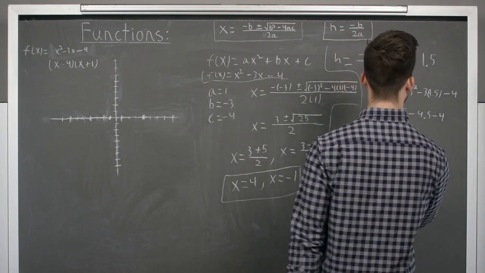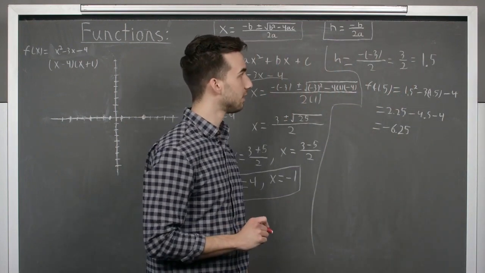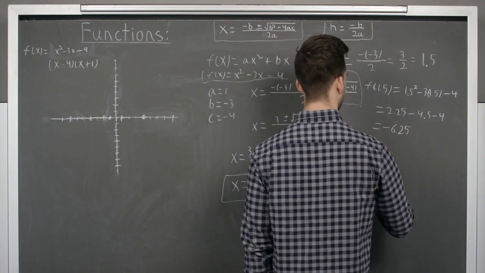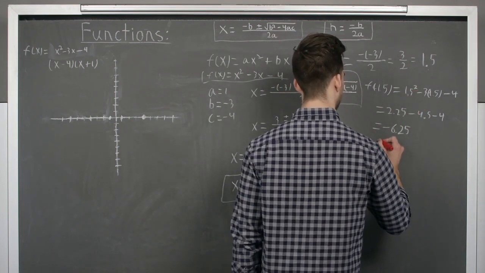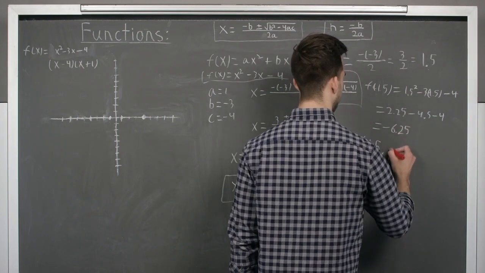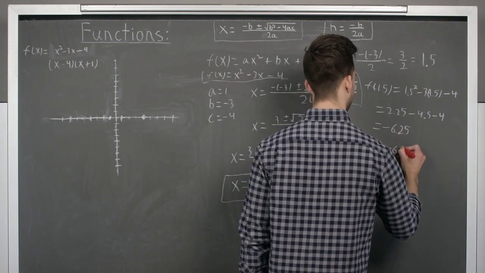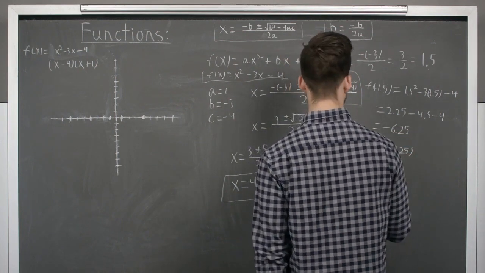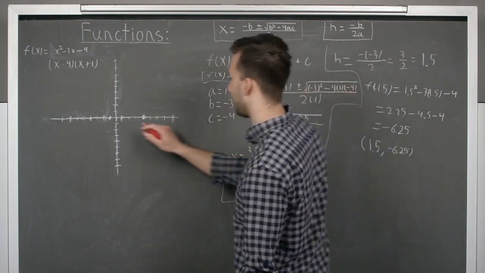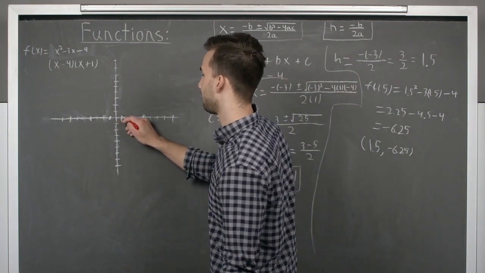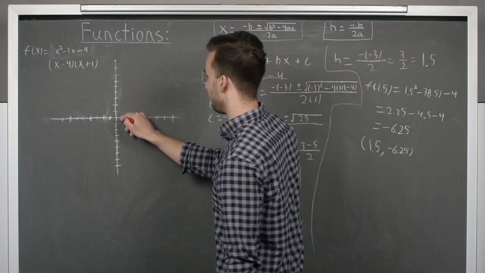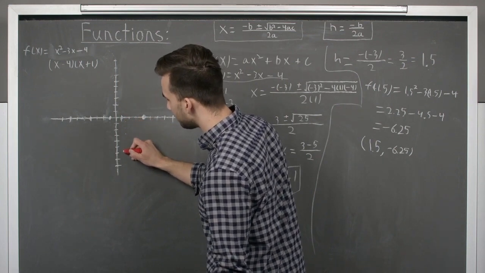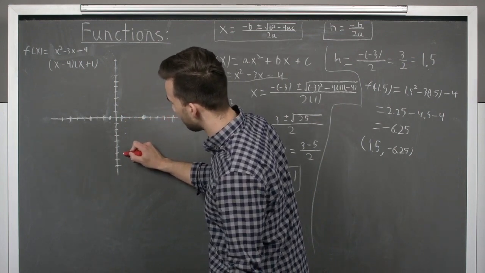So this is our y-coordinate for the vertex. So we have our x-coordinate, our y-coordinate, and we can write this as a point: (1.5, -6.25). So now, if we graph our vertex, 1.5 in the x direction, and negative 6.25 in the y direction, 1, 2, 3, 4, 5, 6.25, just about right there.